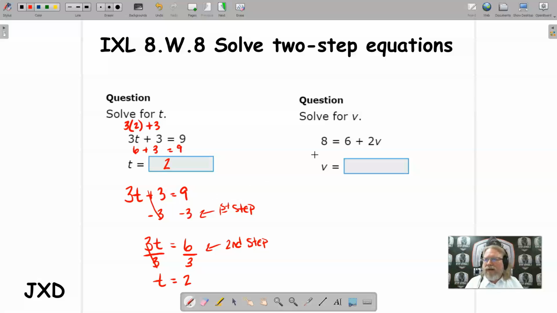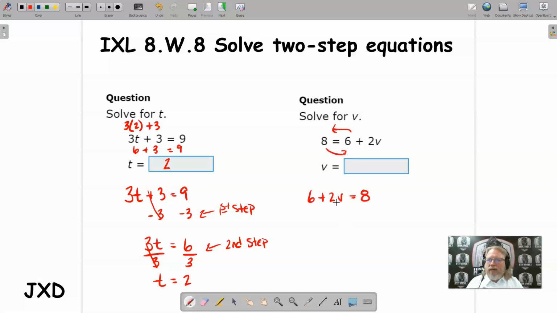On our next one, we have 8 equals 6 plus 2v. So our variable is on the right. I kind of like it over here on the left, so we can just go, this is an equal sign, so we can just move what's on the left to the right and vice versa. So I'm going to write this as 6 plus 2v equals 8.